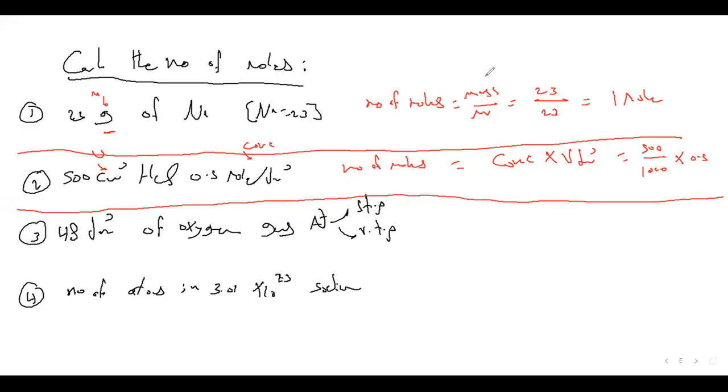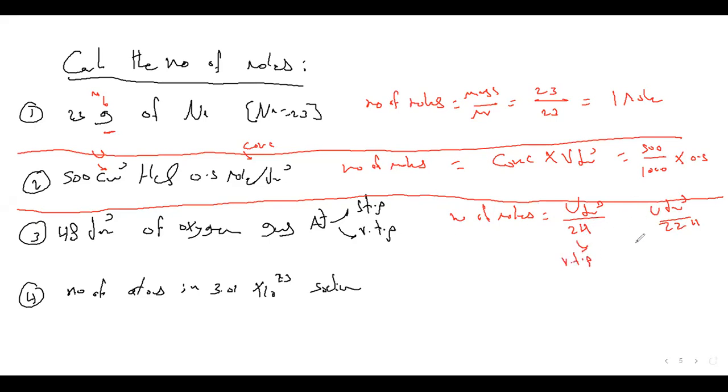Number of moles, 48 decimeter cubed of oxygen at RTP. Number of moles is equal to volume decimeter cubed over 24, or volume decimeter cubed over 22.4. It depends on whether it is at STP or RTP. RTP, so it is 24.